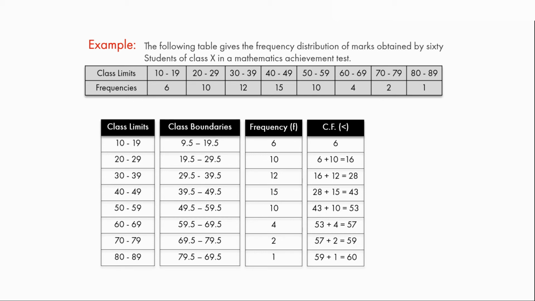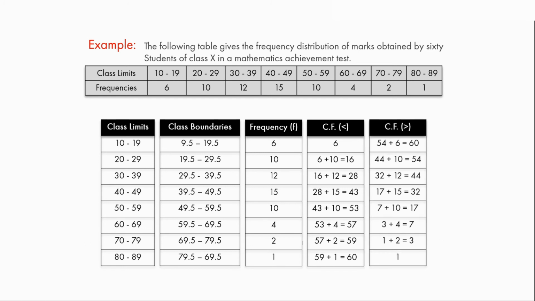Again, to find the cumulative frequency of greater than type, we start it with the last row as the class limits are arranged in ascending order. Now we write 1 in the last row of the fifth column, then add 2 with 1 and get 3, then add 3 with 4 and get 7. In a similar way, we get the following.